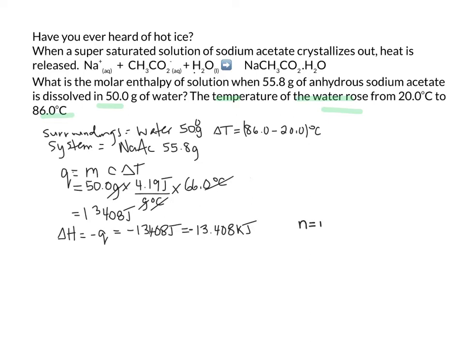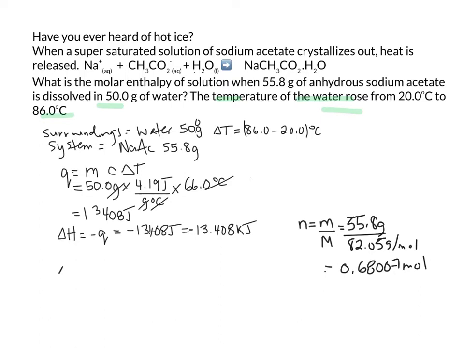So we know moles is equal to mass divided by molar mass. 55.8 grams divided by 82.05 grams per mole gives us 0.68007 moles. Carry at least 4 significant digits here because you're using it again. It's an intermediate calculation. There's 3 sig figs in your mass, so because you're using this number again, you have to have at least 4 significant digits.